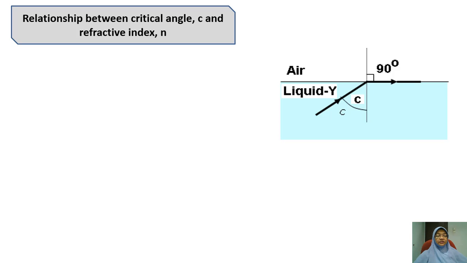We want to find the relationship between the critical angle C and the refractive index. So look at this diagram. The light travels from liquid Y, which is denser, to air. So this is the critical angle. This is the incident ray, and the refracted angle equals 90 degrees.